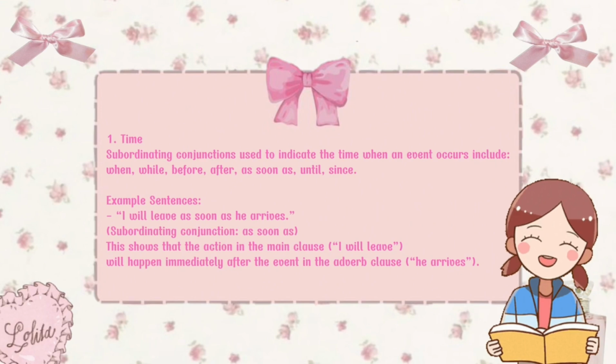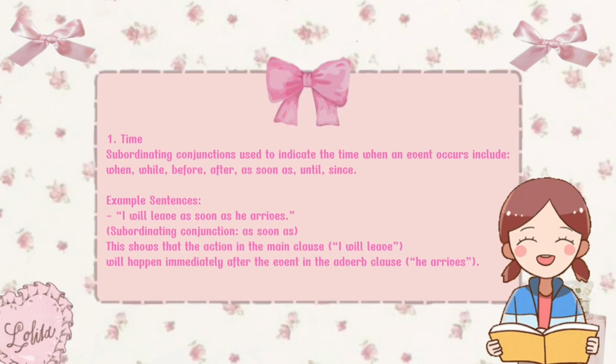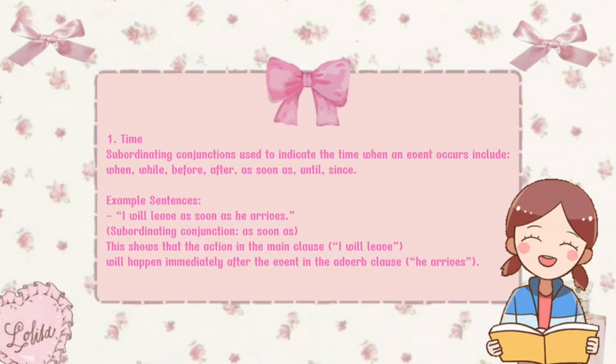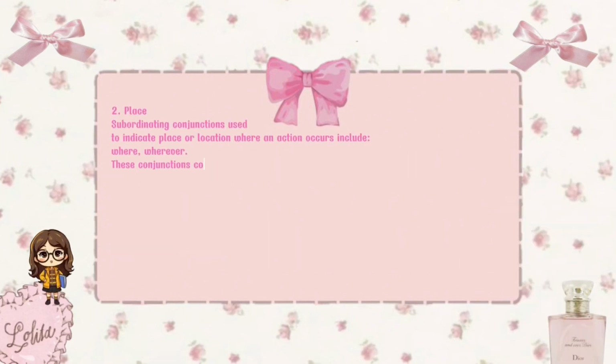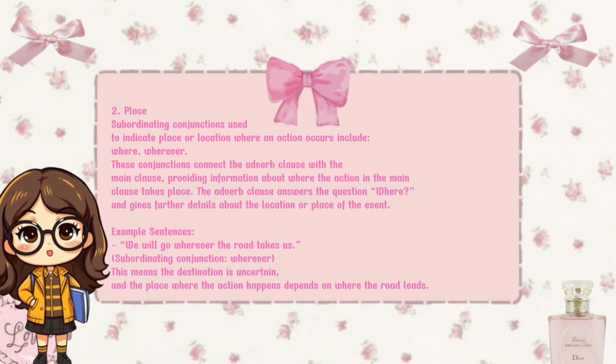The subordinating conjunction as soon as shows that the action in the main clause, I will leave, will happen immediately after the event in the adverb clause, he arrives. And the second is place. Subordinating conjunctions used to indicate place or locations where an action occurs include where or wherever.